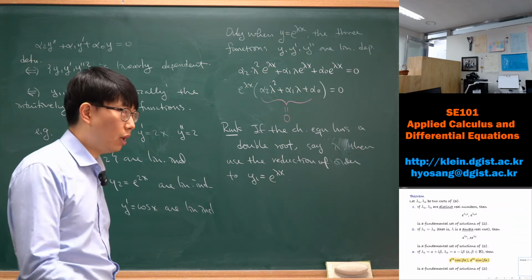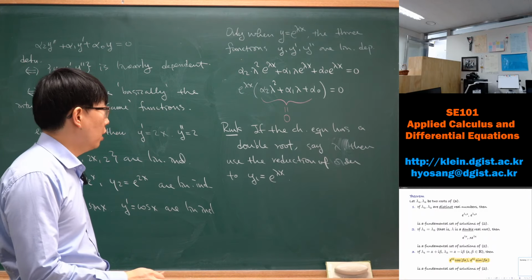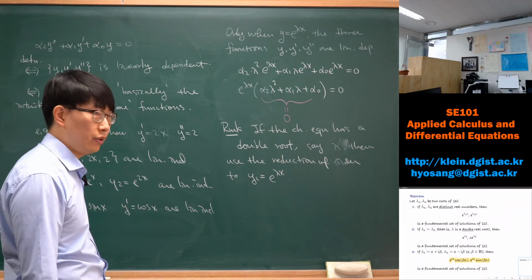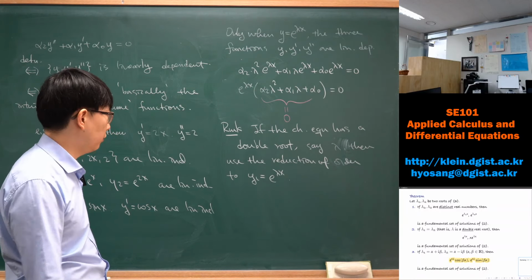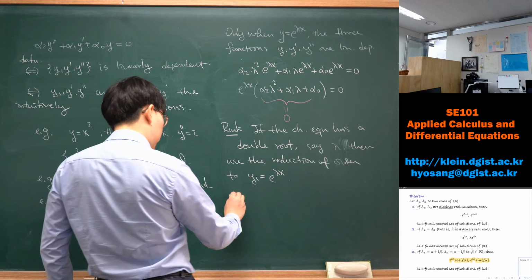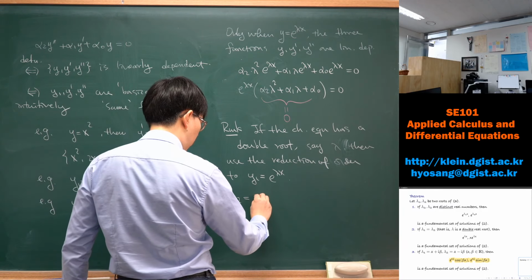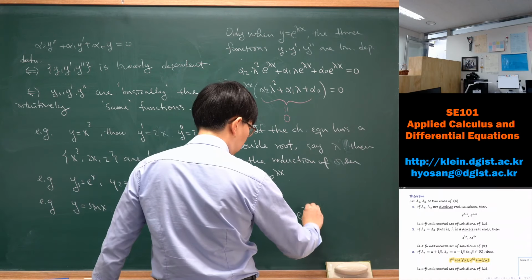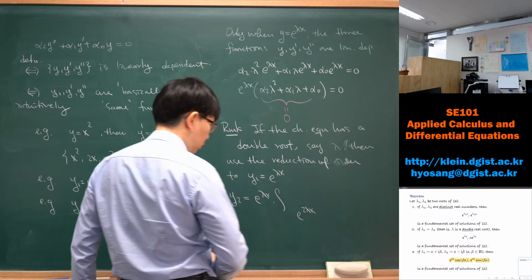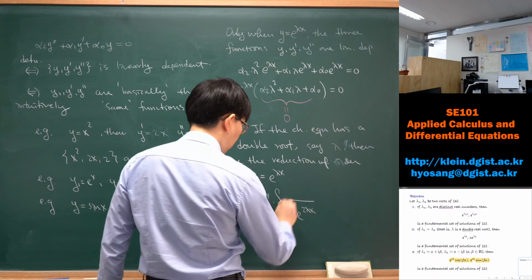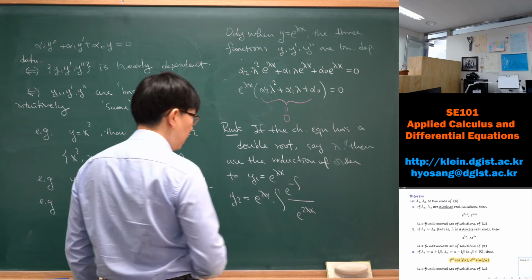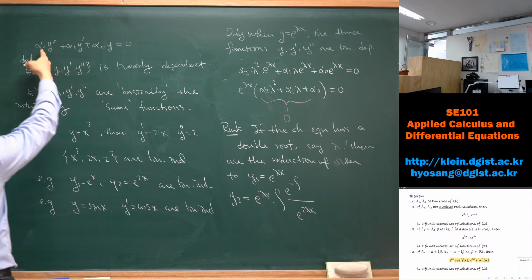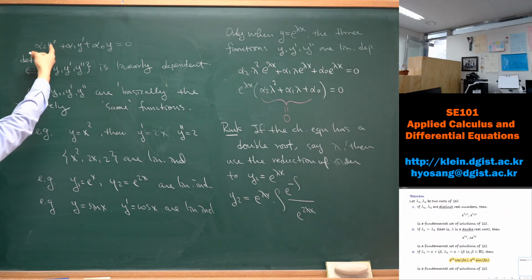So we know that e to the lambda x is one of the solutions. By looking at the characteristic polynomial, we have no idea what the next solution is. So we just use the reduction of order. It says y2 is given by y1 times the integral of e to the negative of the integral of p dx over y1 squared, which is e to the 2 lambda x. But now, when I use the reduction of order, I need 1 as the coefficient of y double prime.